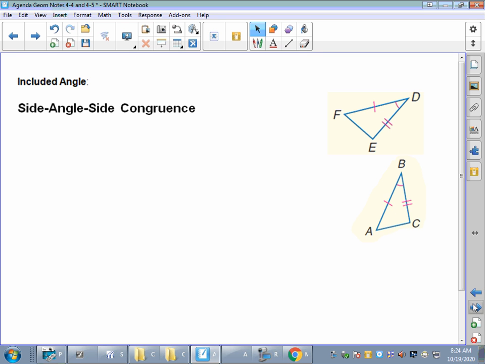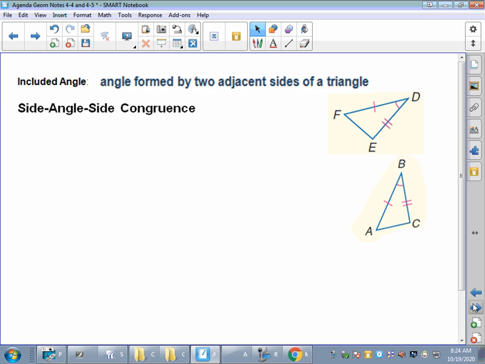Then we've got side, angle, side. First of all, let's mention the included angle. An included angle is an angle formed by two adjacent sides of a triangle. So notice in this diagram, angle D is formed by the sides with the congruent dashes, FD and ED. Angle B is formed by the two adjacent sides that make up that angle, AB and CB. So it has to be an included angle.